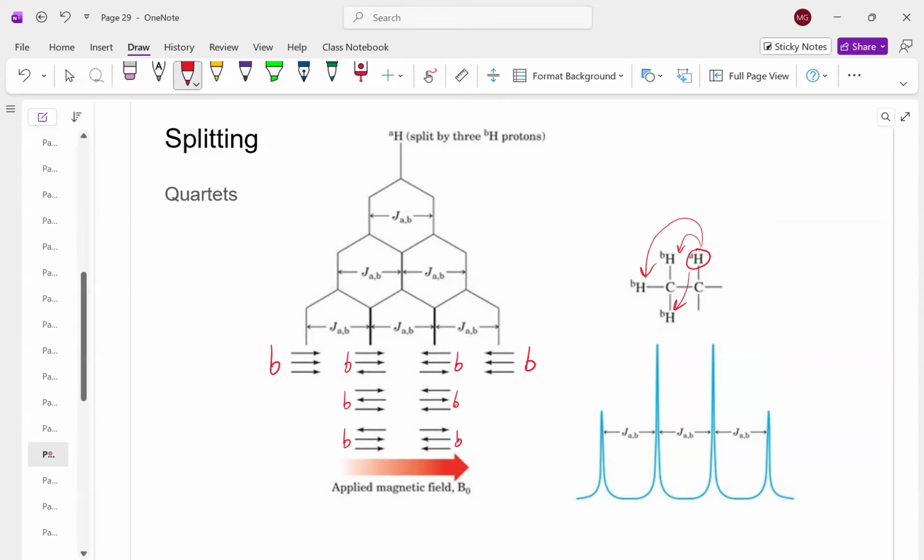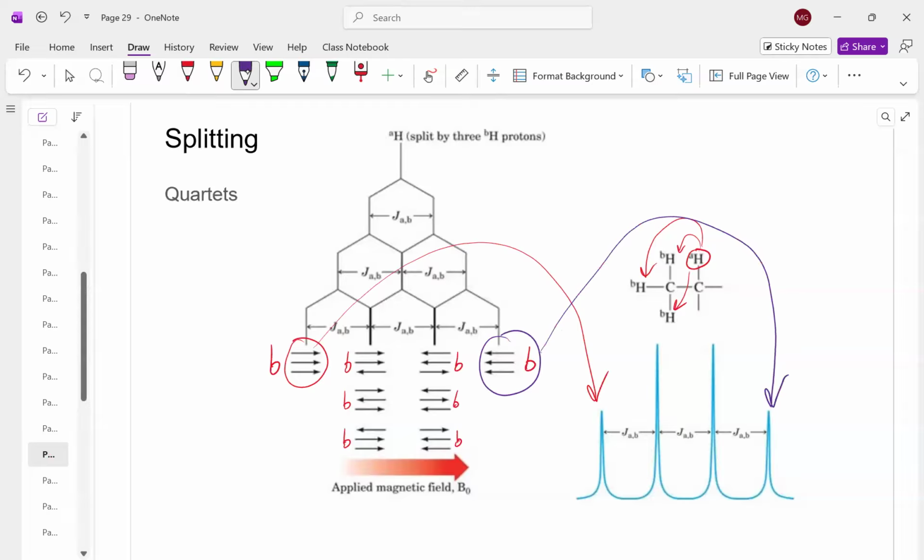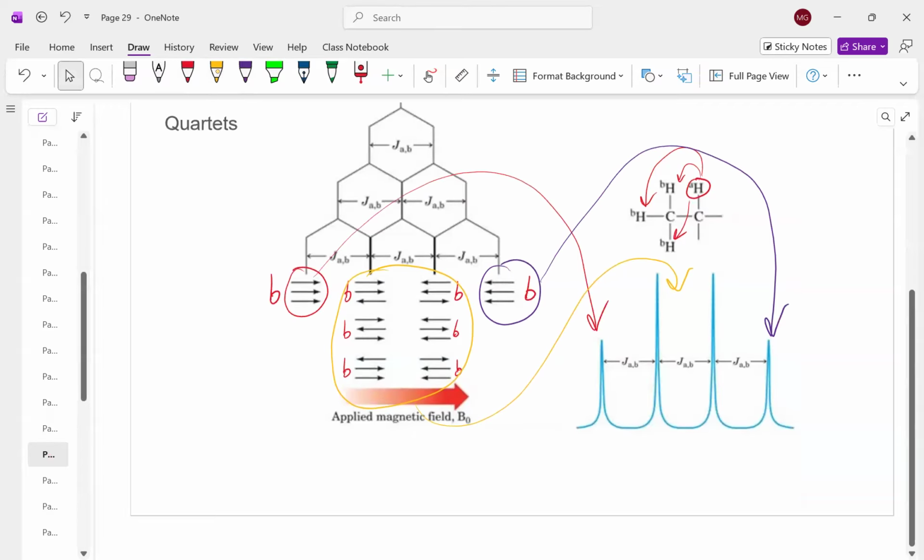And so, again, going through this exercise, if A interacts with these, then we get one signal. If A interacts with these, we get another signal. And then if it interacts with these, that leads to the two signals in the middle. And that leads to a quartet.